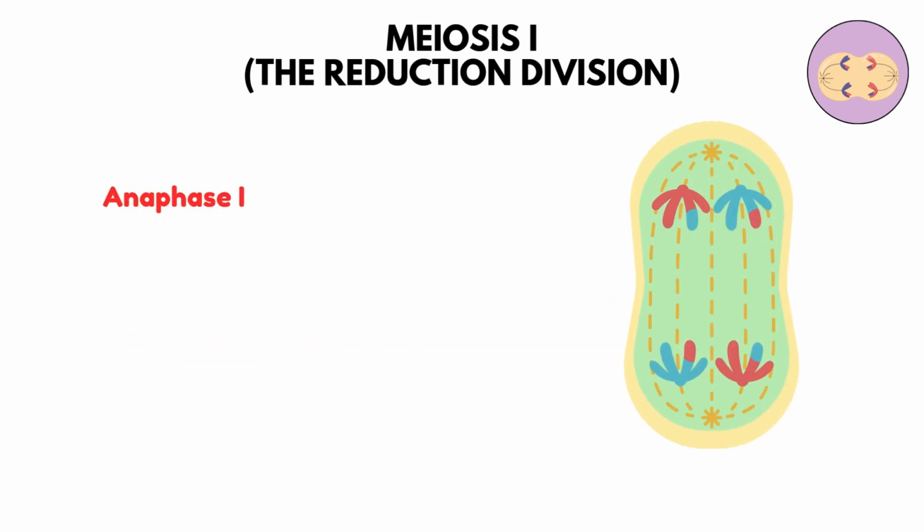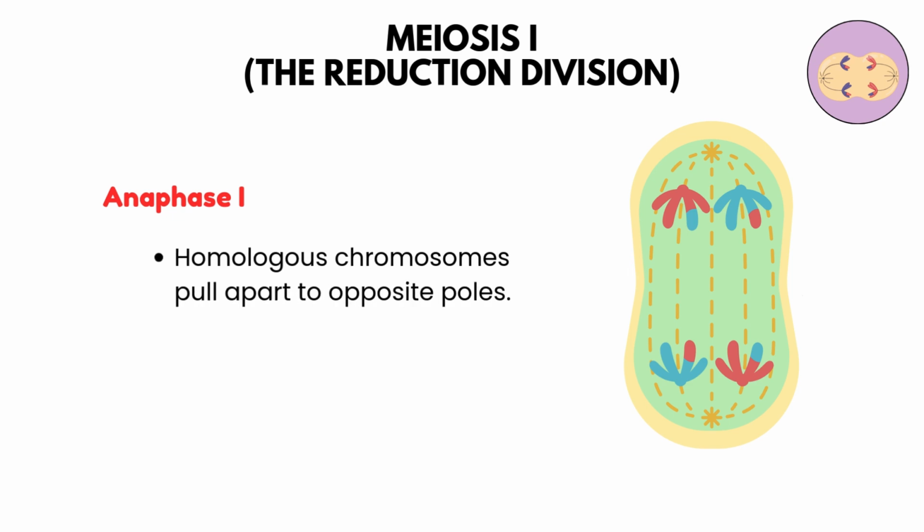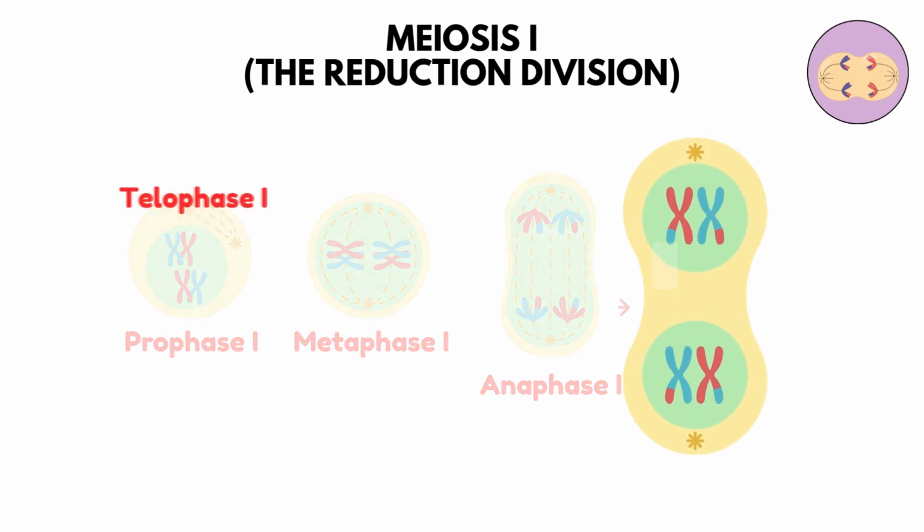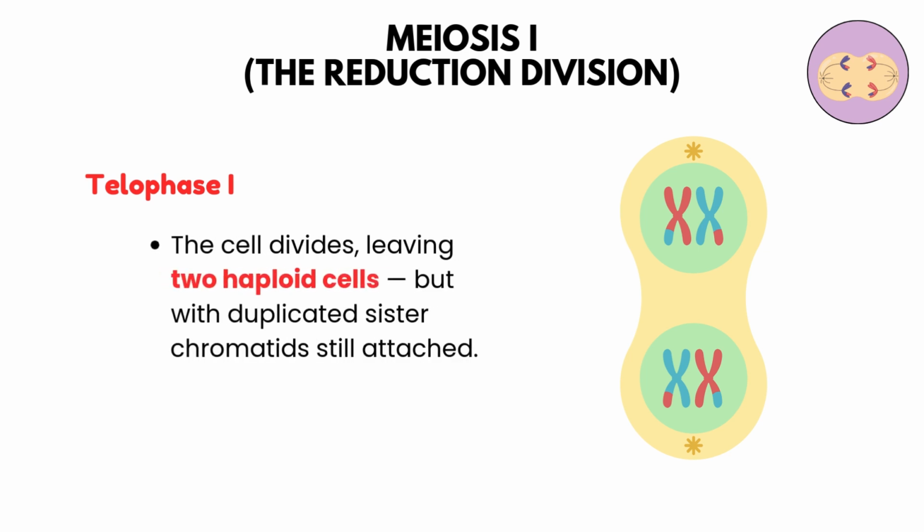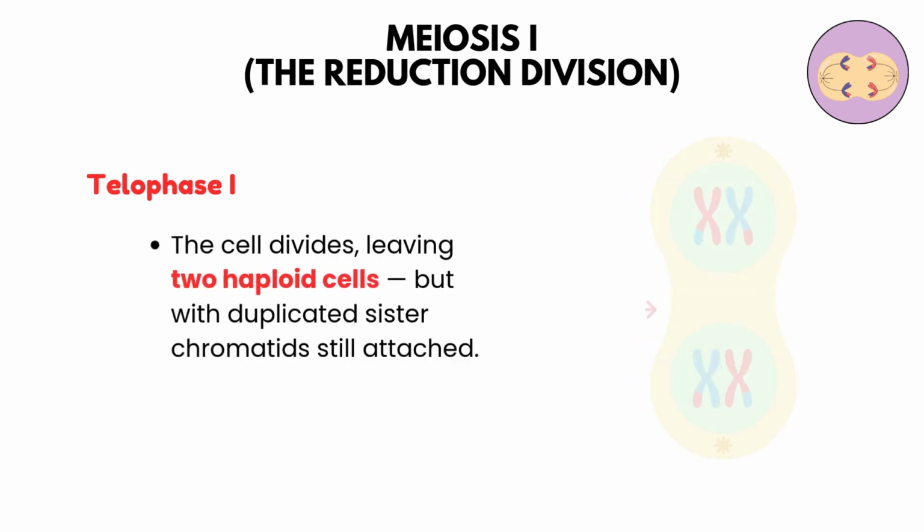Anaphase 1, homologous chromosomes pull apart to opposite poles. Telophase 1, the cell divides, leaving 2 haploid cells, but with duplicated sister chromatids still attached.